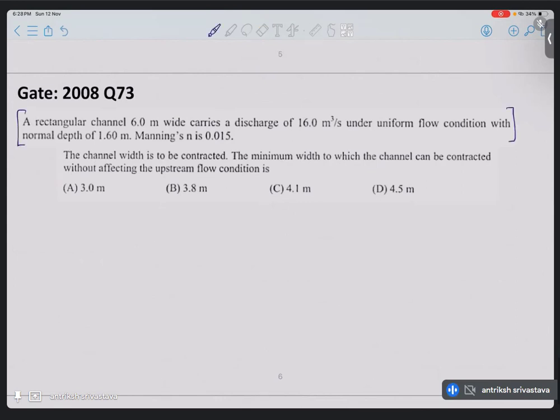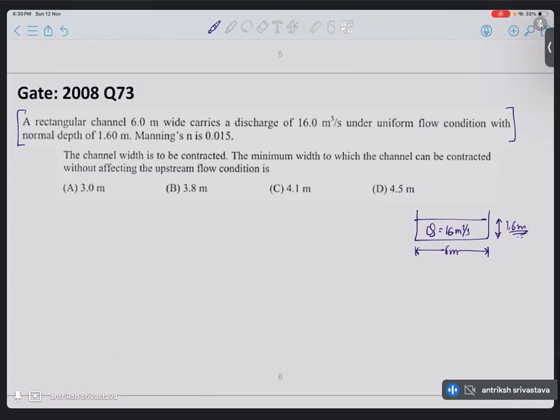So we have a rectangular channel. The width is 6 meter. Upstream flow depth is 1.6 meter. Flow is 16 meter cube per second. And n is 0.015. Basically, we don't even need n right now, so I'm not going to write that. Okay, now let's look at the question.